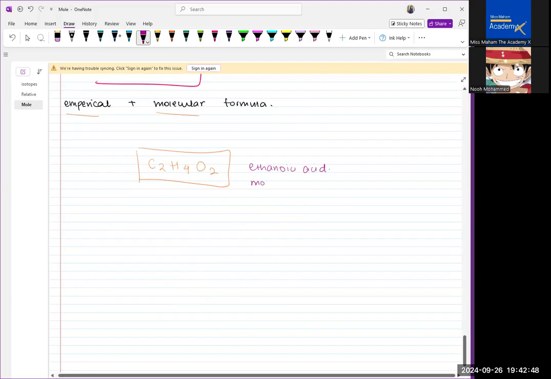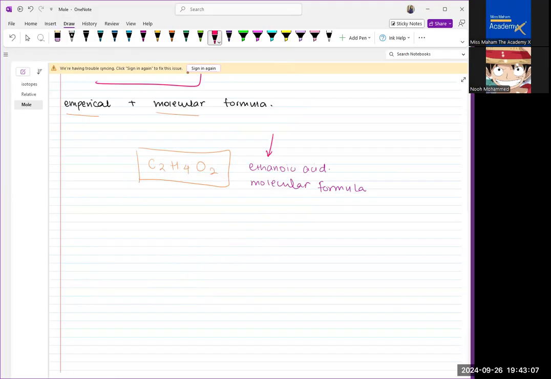And this is a molecular formula. A molecular formula tells you the exact number of atoms in one molecule of that substance. Is this telling you the exact number of atoms? Yes, it is. It's telling you there are 2 carbons, 4 hydrogens, and 2 oxygens.